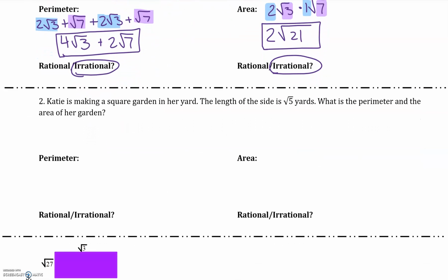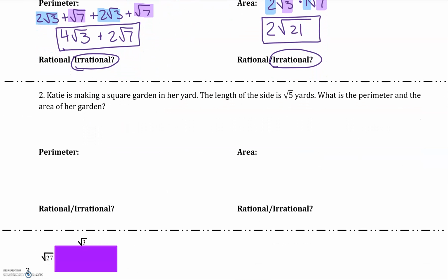Our next example says Katie is making a square garden in her yard. So if we stop there, right now we know that Katie is making a square garden. Well, that means draw yourself a picture. A square garden means all 4 sides are the same length, and the next sentence tells us the length of the side is the square root of 5. So that means all 4 sides are going to be square root of 5.